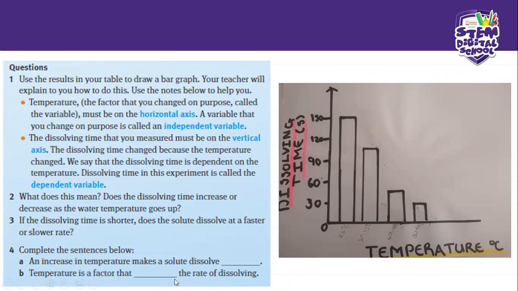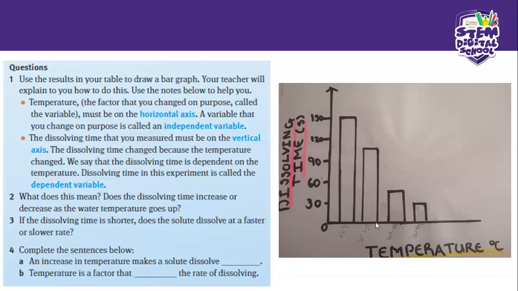Right. Then question 3. If the dissolving time is shorter, does the solid dissolve at a faster or slower rate?